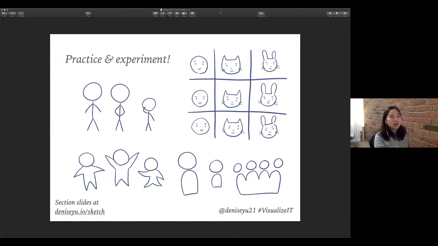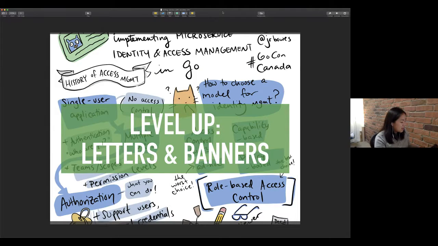Cool. So we're going to move on so that we can hit our break on the hour. This next section I really like because I feel like it's an underappreciated part of building visual narrative and sketchnoting. So we're going to spend the next 20 minutes on lettering and banners.